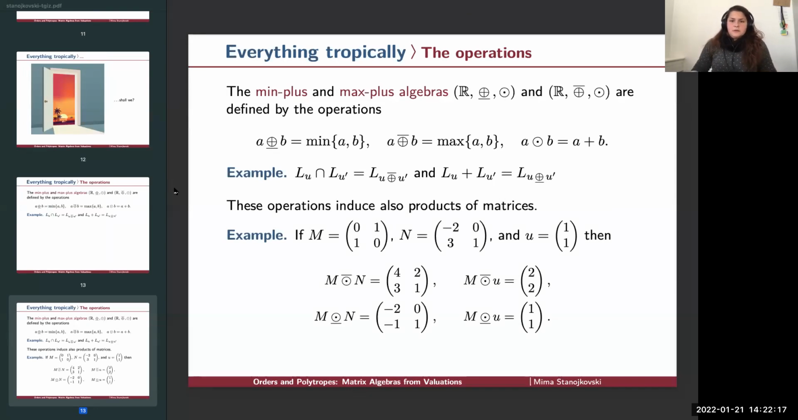And these operations, we can also extend them to operations with matrices. So we just do the usual multiplication. We proceed as we would multiply normally matrices, but we just now replace with these new operations. I don't know if I should spend more time here. I guess you're all familiar with these operations. So I'll just continue, and if someone wants me to go back, just please speak up.